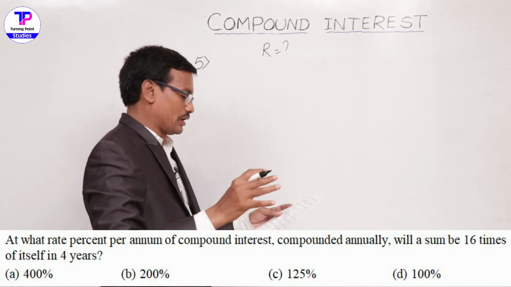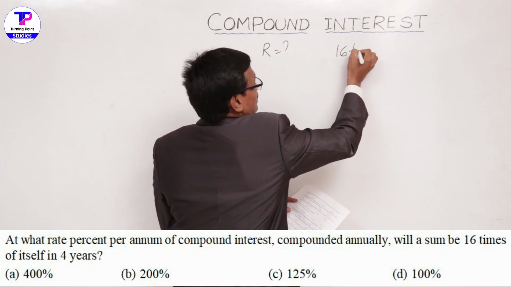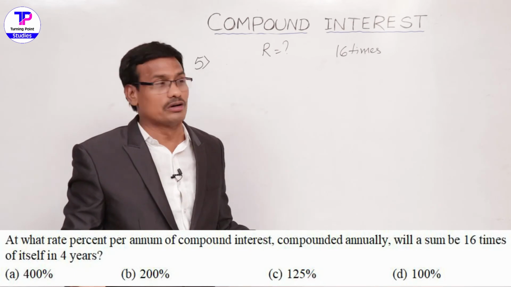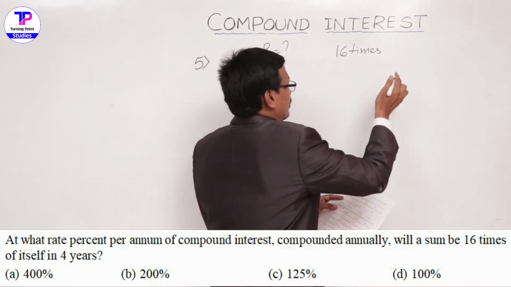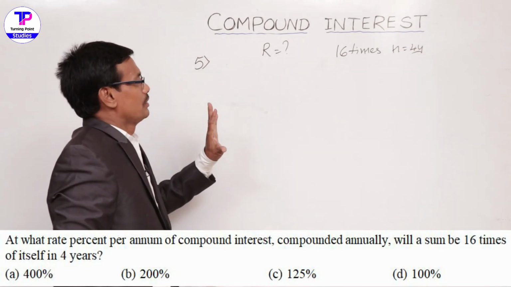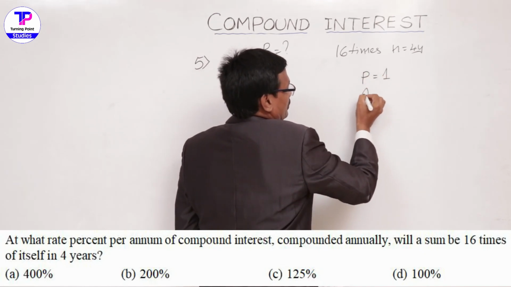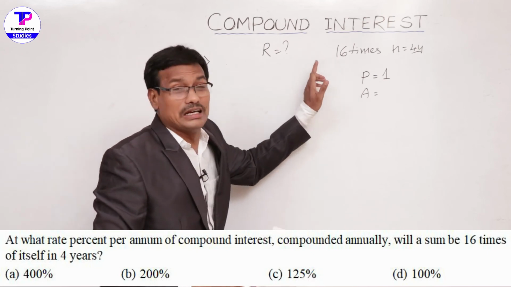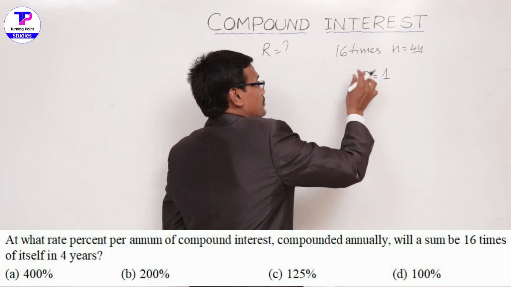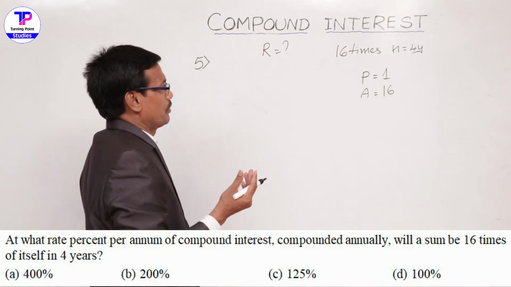Compound interest, compounded annually, will a sum become 16 times? A sum becomes 16 times. But they have not given the principal. They have not given the amount also. Simply they have given time is equal to how many years? In 4 years. So remember, whenever P is equal to 1 rupee, then what is the amount? It amounts to 16 times. So if P is equal to 1, 16 times of P is equal to how much? 16 rupees.